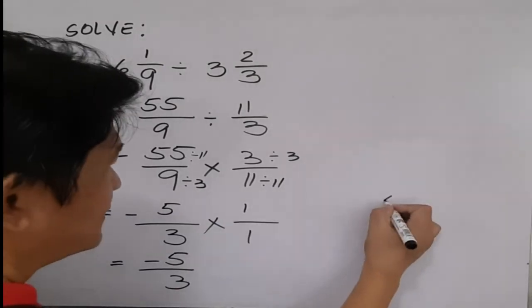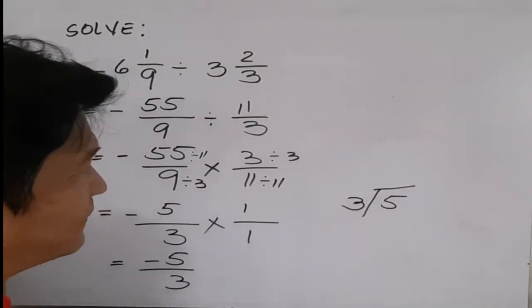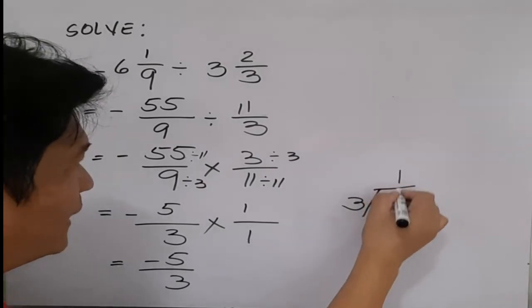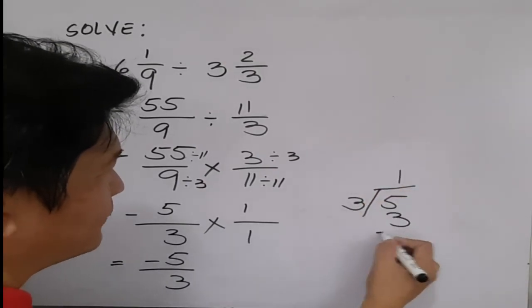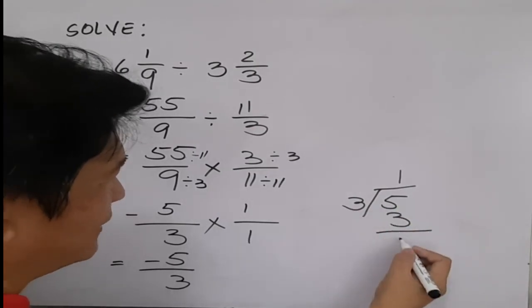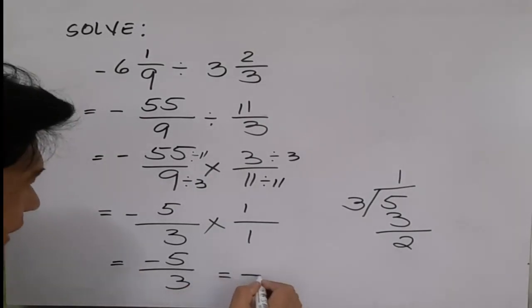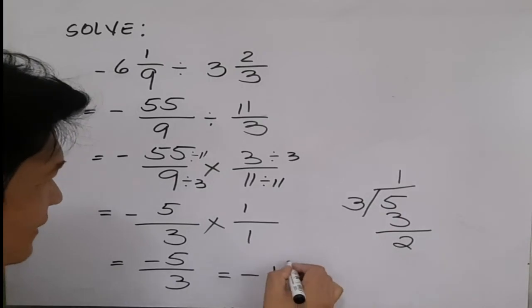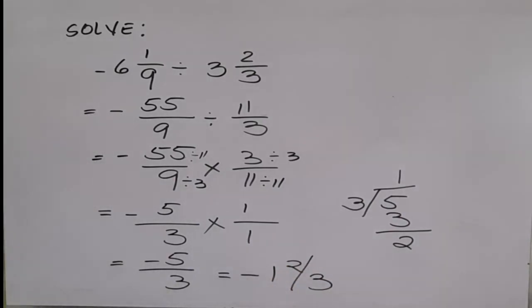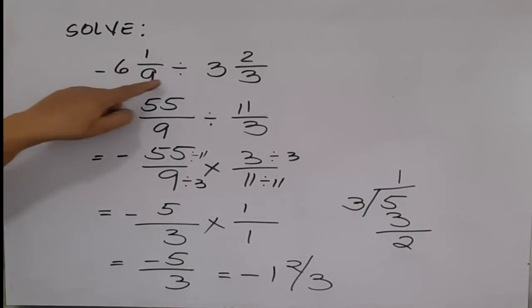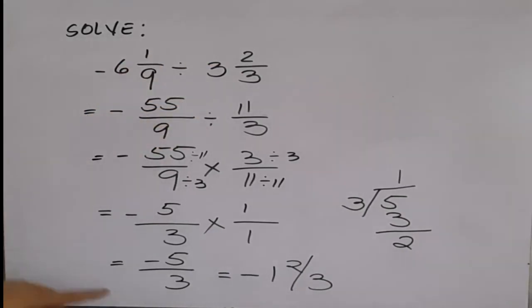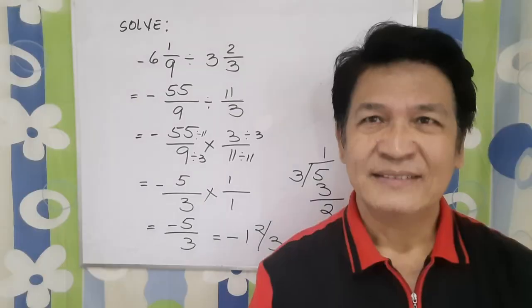We simplify this. 5 divided by 3 is 1. 1 times 3 is 3. And then we subtract. 5 minus 3 is 2. Therefore, negative 5 over 3 is equal to negative 1 and 2/3. So negative 6 and 1 over 9 divided by 3 and 2/3 is equal to negative 5 over 3 or equal to negative 1 and 2/3. That is your answer. Did you get it?